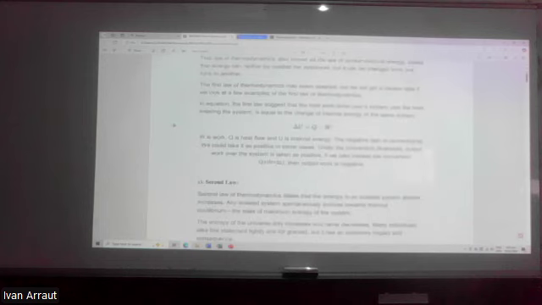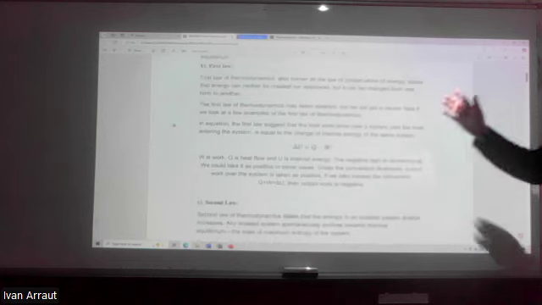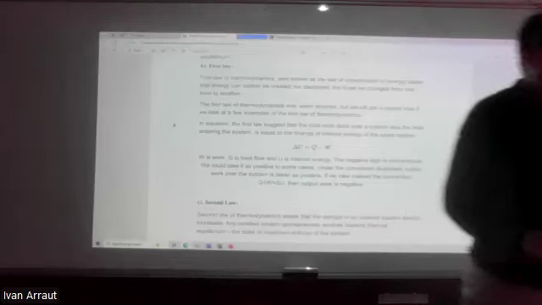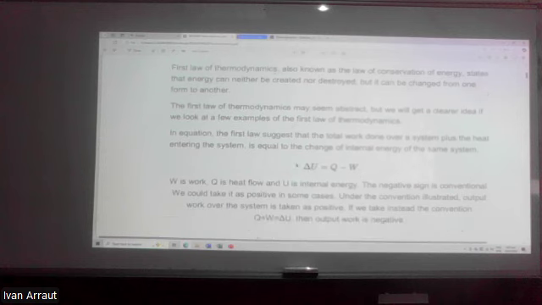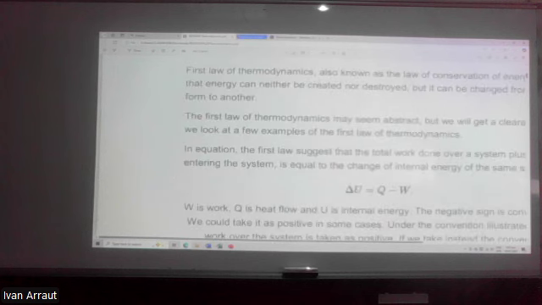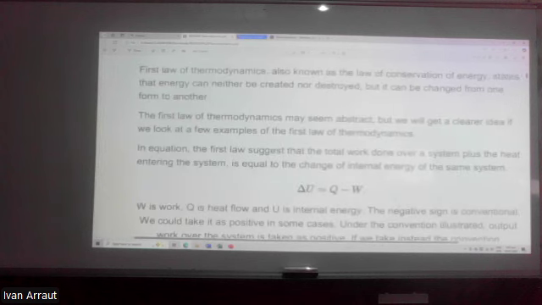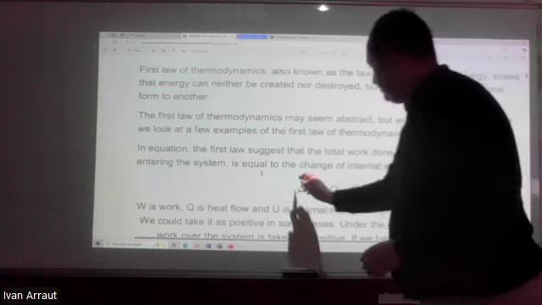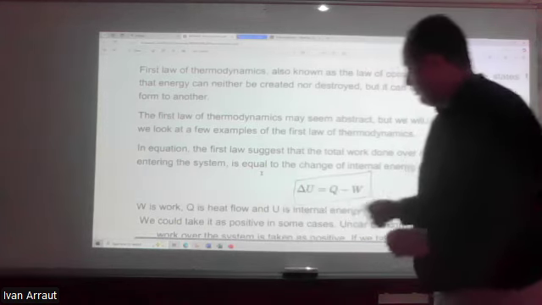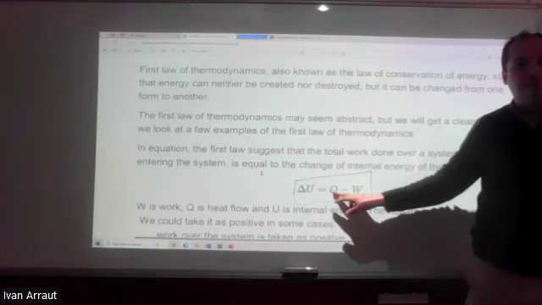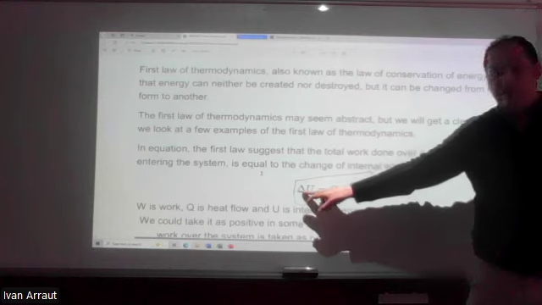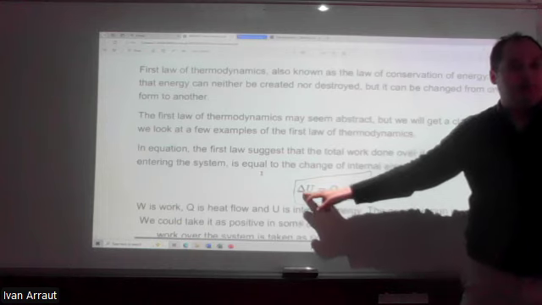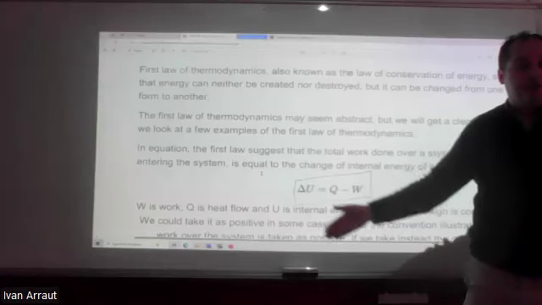First law. Do you remember the conservation of energy? Let's increase the size of this equation. This equation here. This is the key equation. This one here. The heat flow, work done by a system, change of internal energy. This is the conservation of energy.